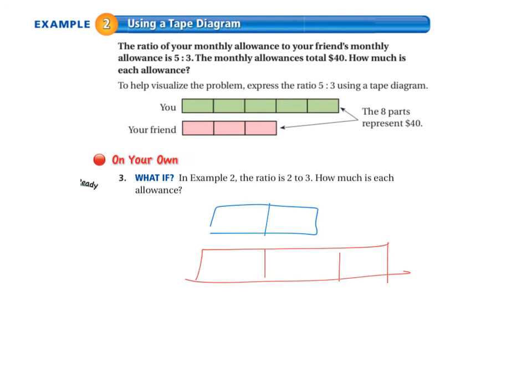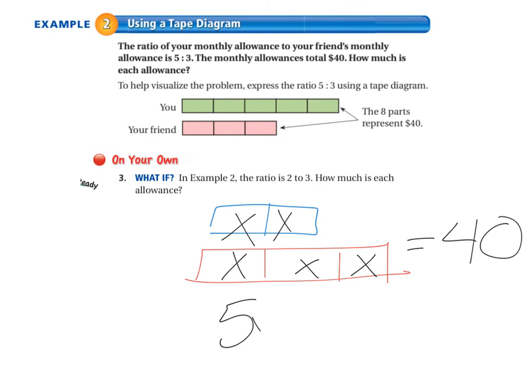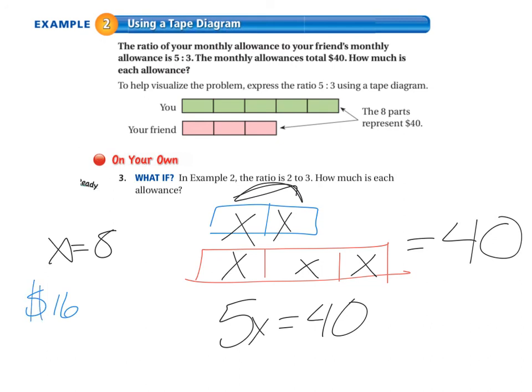Okay, so again, what we do is we assign a variable x to all of these things, and if we know that the total of these things is going to equal 40, I'm going to say 5 x's equals 40. Then I can divide to figure out what number times 5 is equal to 40, and I get my answer x equals 8. But this time all I have is 2 x's, so my total is going to be $16. My friend's total, he has 3 pieces. He's going to have 3 times 8, which is $24. So that's kind of the difference between those two.